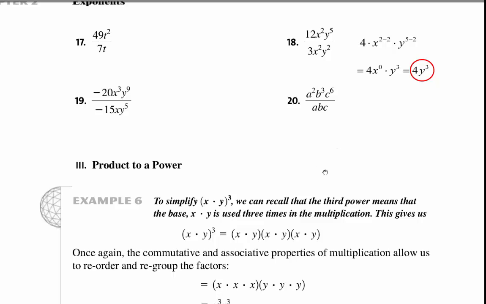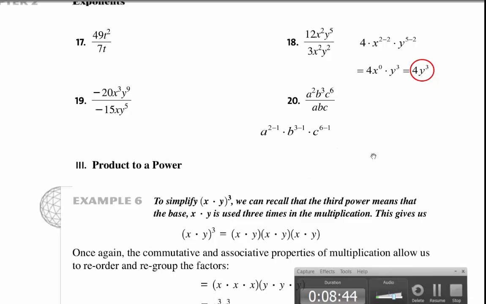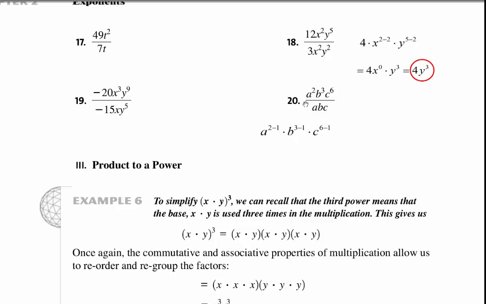And then problem number 20 looks like this. So you can see we're left with a to the 2 minus 1 times b to the 3 minus 1 times c to the 6 minus 1. And remember, if there's no exponent above the a, the b, or the c, we assume it's a 1. And then we clean this up a bit. And our final answer will be a b squared times c to the 5th.